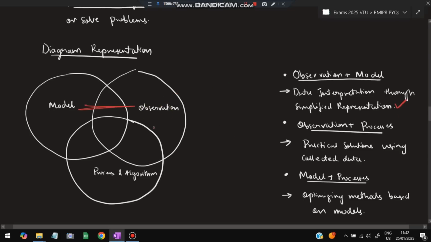Second is observation and process. You know what the data is and you know how to solve with that data. If we have the data and we know how to use it, a practical solution can be devised. That is the combination of observation and process and algorithm. Next is model and process and algorithm. Model means we can represent it visually. If we combine it with process and algorithm, we get optimizing methods based on models. We'll represent the process and algorithms using a model and observe how we can optimize it. So these are the things you need to write in this question.